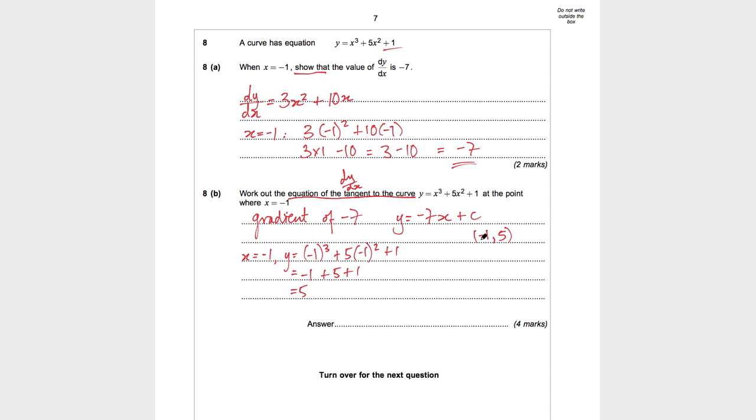So using this point here, I can say when y is 5, 5 equals -7 lots of -1 plus c. So putting the x and y values in there, 5 equals 7 plus c, c equals -2, and that gives me the whole equation now. I know my constant value and I know the gradient. So the answer is y equals -7x minus 2.